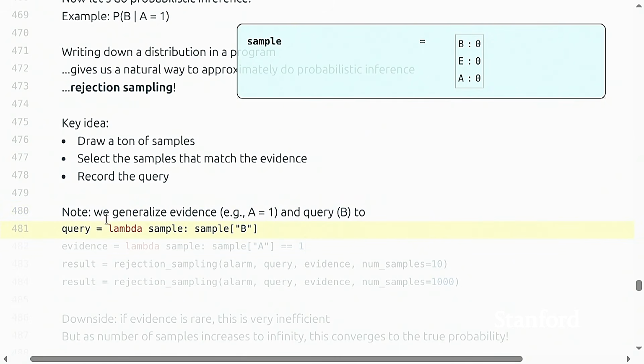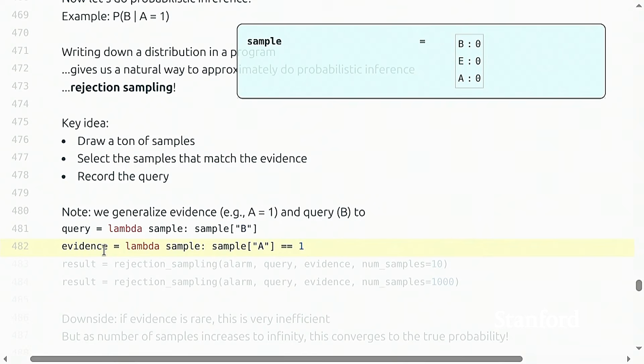So the query is I'm going to think about it as taking a sample and returning something. Remember, a sample looks like this. It's a joint assignment to all the variables. And I'm going to just return some value. In this case, I'm going to pluck out B because I'm interested in the probability of B. Okay, and the evidence is going to be a function that takes a sample, and I'm going to return whether it matches the evidence. So I'm going to peek inside to look at the value of A, and if that equals 1, then I return true. Okay, so evidence is a function that tests whether a sample satisfies a particular criteria.